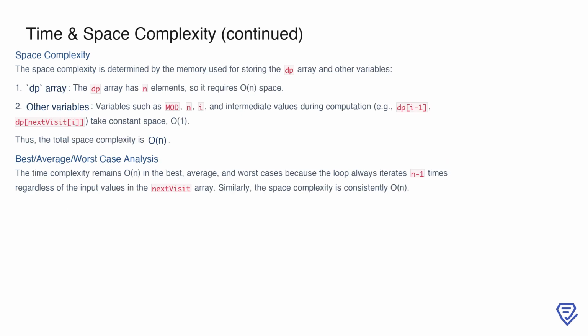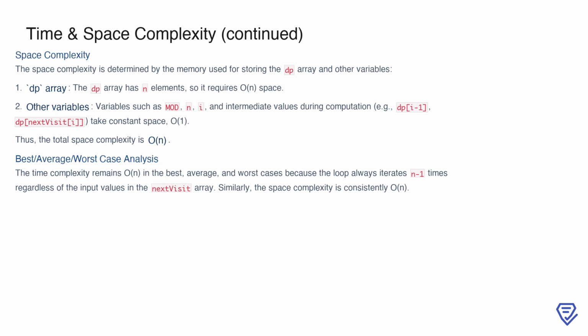Now, let's evaluate the space complexity. The primary contributor to space usage in our solution is the DP array, which consists of n elements. This means the array itself requires O(n) space. Beyond the DP array, the algorithm also uses a few auxiliary variables such as mod, n, i, and intermediate values during computation like DP[i-1] and DP[next_visit[i]]. These variables take up a constant amount of space, or O(1). When we combine the space used by the DP array and these variables, the total space complexity comes out to O(n).